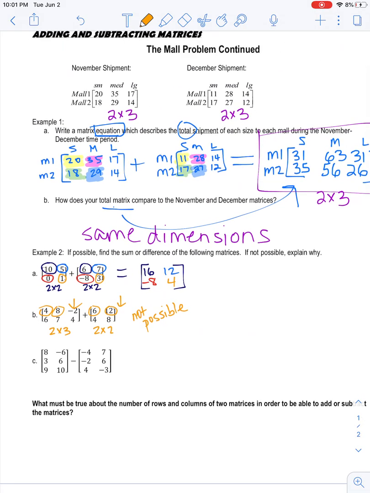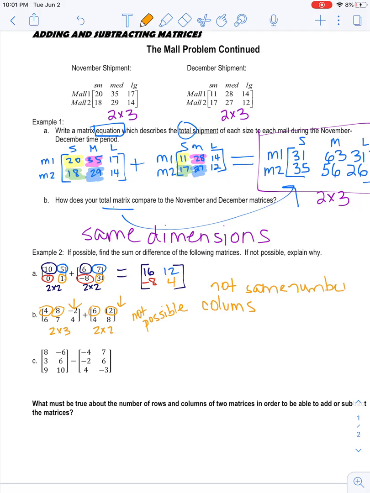And when it says explain why, there are a few different ways we can explain this. You can simply say the dimensions are not the same, or specifically, in this case, the rows were the same, but the columns are not the same. So you could say not possible because not the same number of columns.